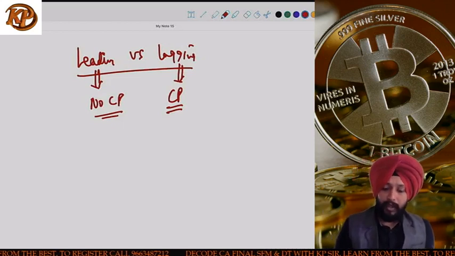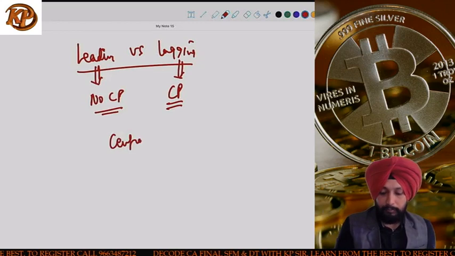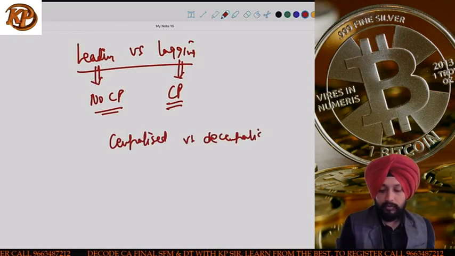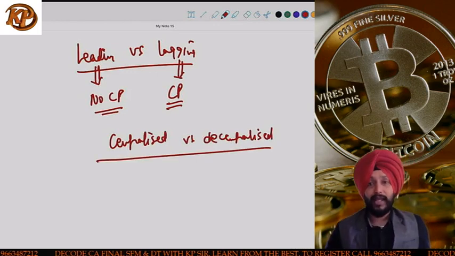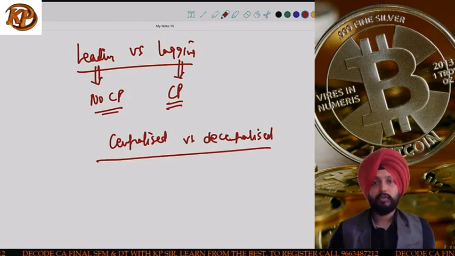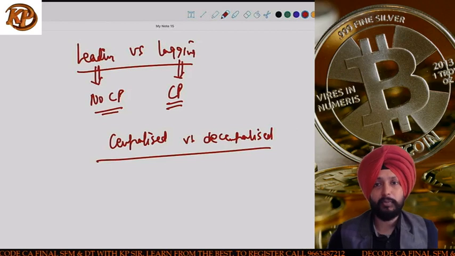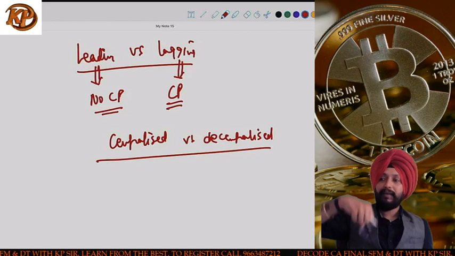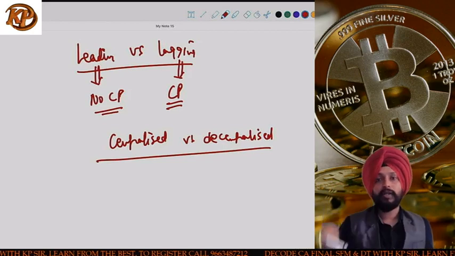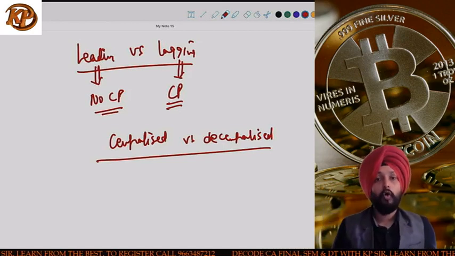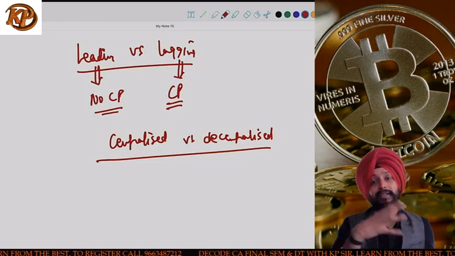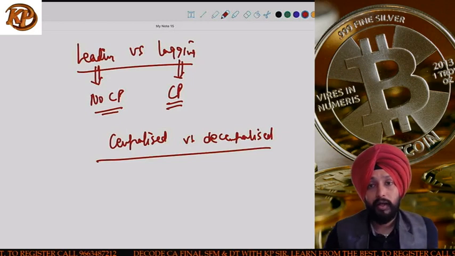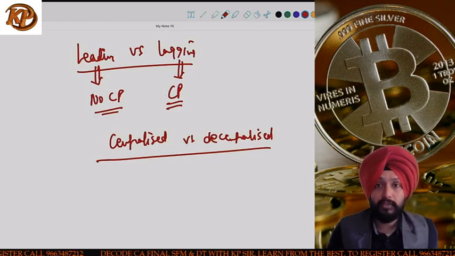Okay, after that we studied something called centralized versus decentralized cash management system. I hope you remember this also. Centralized versus decentralized cash management system is where we try to evaluate whether the parent company should keep control of all its surplus funds, or the entities like the subsidiaries or the branches should be allowed to make their own investments or borrowings.